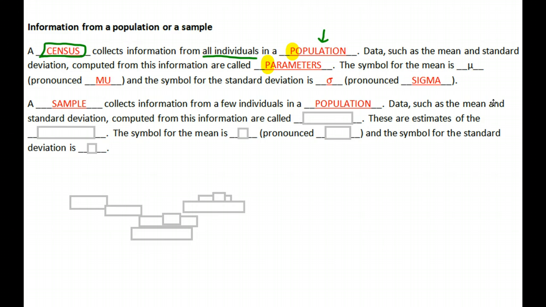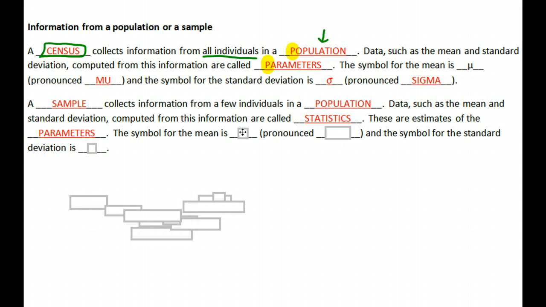Continuing on, data such as the mean and standard deviation computed from this information are called statistics, the name of the course. Whenever we find the average of those people that we sampled, that's going to give us a statistic. These are estimates of the parameters. So anytime we generate a statistic by asking a few people, we're going to be able to come up with a guess, an estimate of what the actual parameter is. So if we only ask 10 students to tell us their height, we find the average, and that will give us a guess as to what the actual average height of the class is, even though we're not exactly sure what it is.